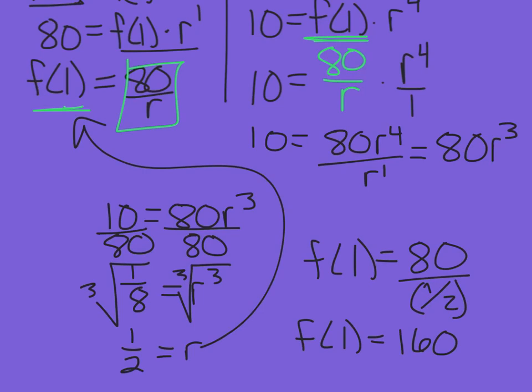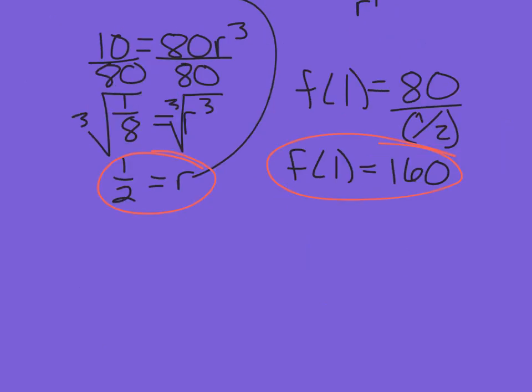So now we know both of the things we need. We know our r, and we know our first term. We can write the equation. And the equation will be f of n equals the first term, 160, times r, which is 1/2, to the n minus 1 power.